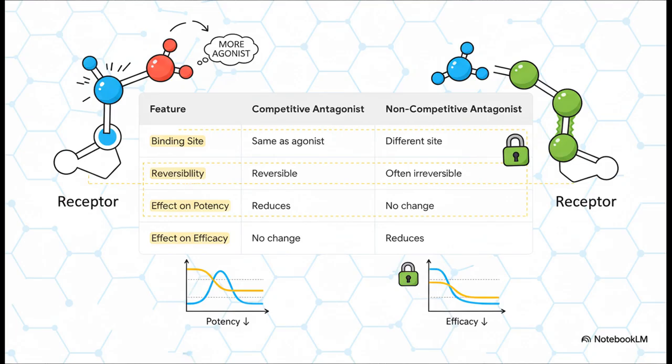That's why the Emax, the maximum effect, stays the same, but the curve shifts to the right. You've reduced its potency. Now, a non-competitive antagonist is different. It binds to another spot on the receptor, changing its shape, or it just binds irreversibly. No amount of extra agonist can overcome it. So you don't change the potency, but you crush the efficacy. The maximum effect goes down.